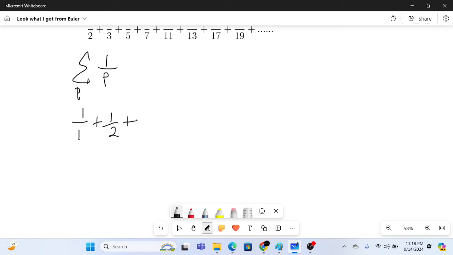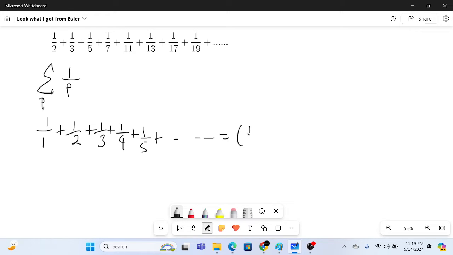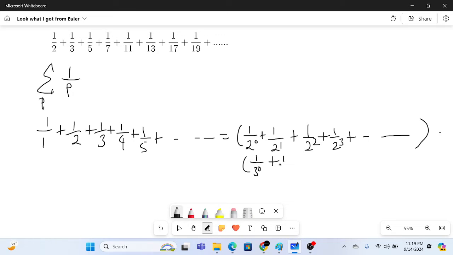Okay, so first of all, I will write something over here: 1 by 1 plus 1 by 2 plus 1 by 3 plus 1 by 4 plus 1 by 5. This series will be equal to 1 by 2 to the power 0 plus 1 by 2 to the power 1 plus 1 by 2 to the power 2 plus 1 by 2 to the power 3, and up to all the powers, 2 to the power 4, 5 and all the powers, times 1 by 3 to the power 0 plus 1 by 3 to the power 1 plus 1 by 3 to the power 2 plus 1 by 3 to the power 3 and all the powers, and so on.